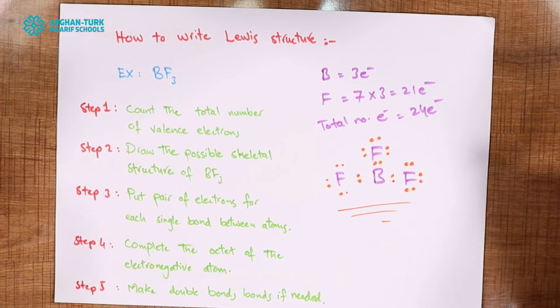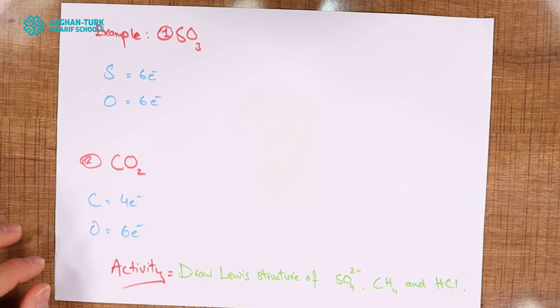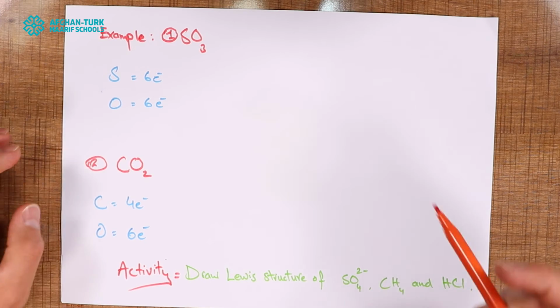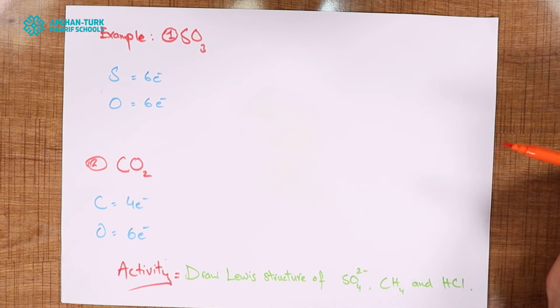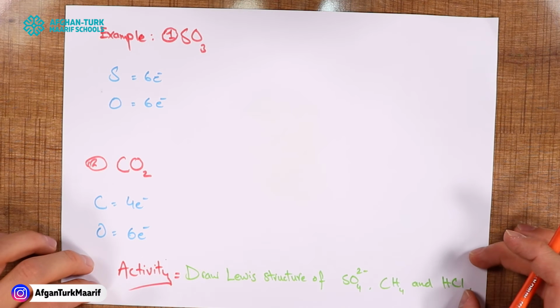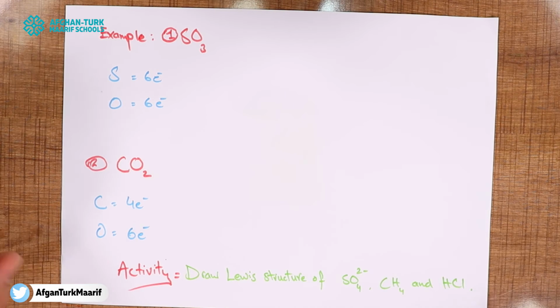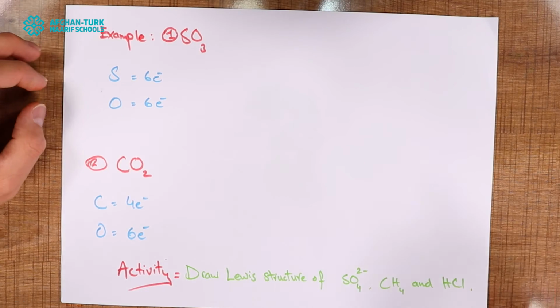Okay, so let's work on another example. The next examples are sulfur trioxide and carbon dioxide, and then I will give you a homework activity: draw the Lewis structure of sulfate ion, methane, and HCl or hydrochloric acid. You have to draw these Lewis structures, and if you can do it, it means that you have learned today's lesson.